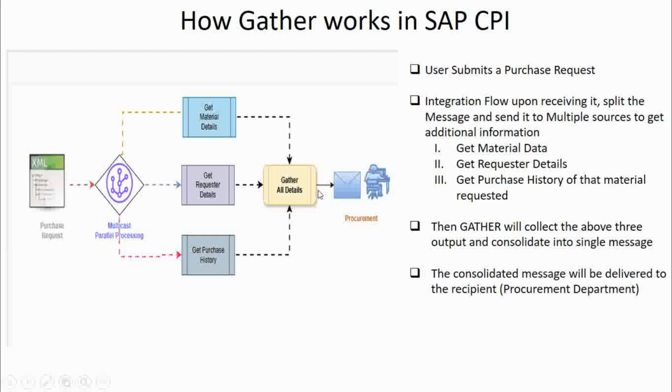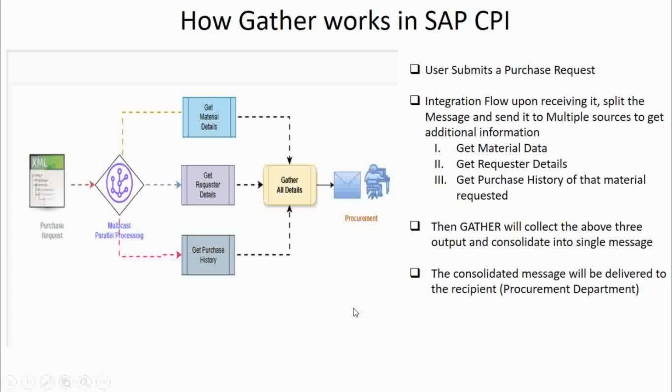Now gather comes into the picture, because the recipient wants all this information together so that he can take a decision. Okay. So the gather will collect the output of the above three branches and consolidate it into a single message. Finally, the gather will deliver this consolidated message to a recipient. In our case, it is a procurement department.